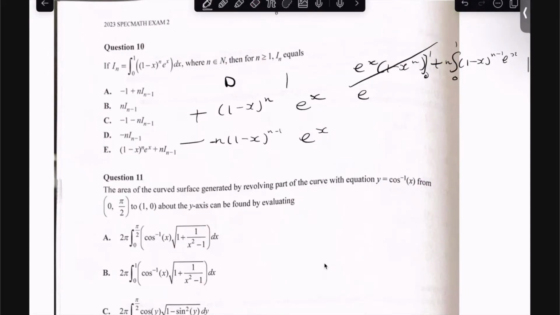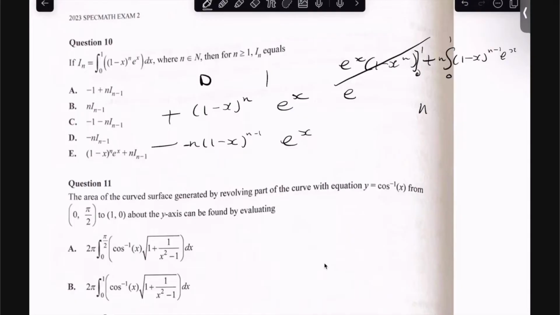And then this is n times, and it just looks like the n has swapped with n minus 1. So I of n minus 1, n times I, that's that b.